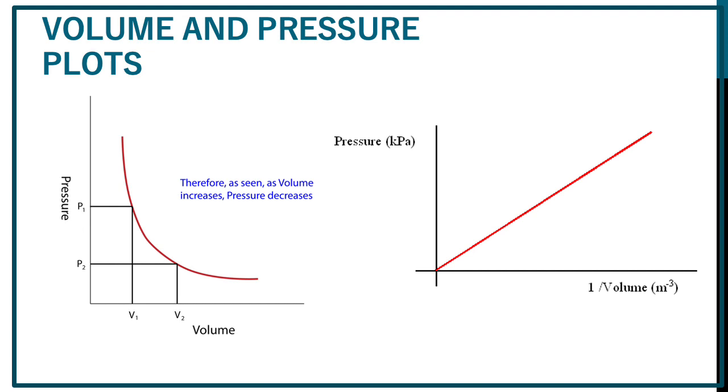So when you plot a graph between the volume and pressure, you can get this graph. When you plot pressure versus volume, you get this graph. So it means that when pressure increases, volume decreases, and when volume decreases, pressure will increase. When you plot the graph between pressure versus 1 over volume, you get a straight line graph.